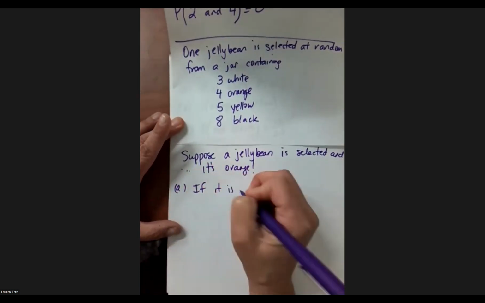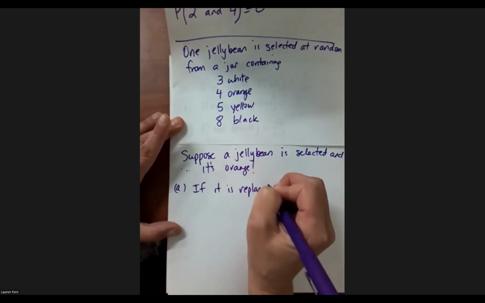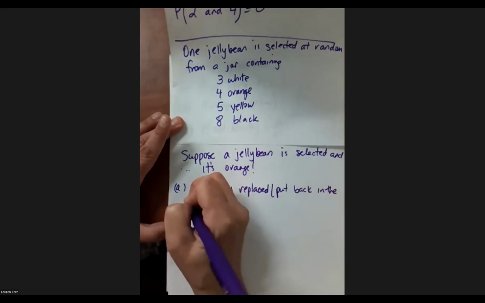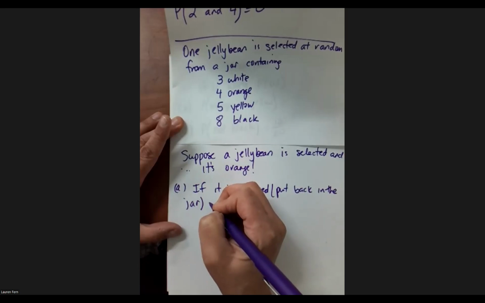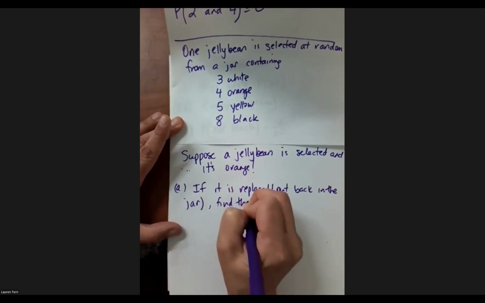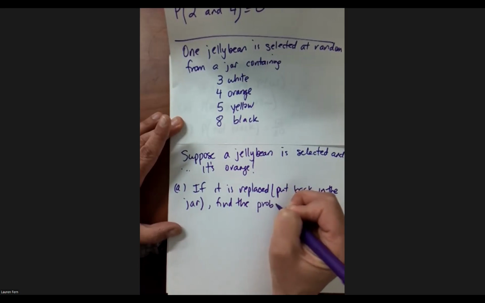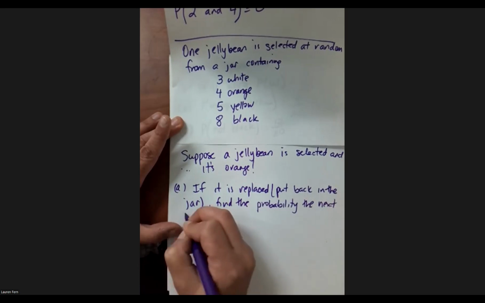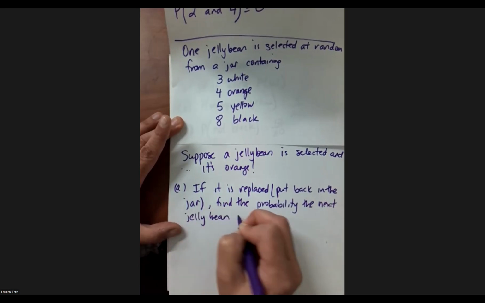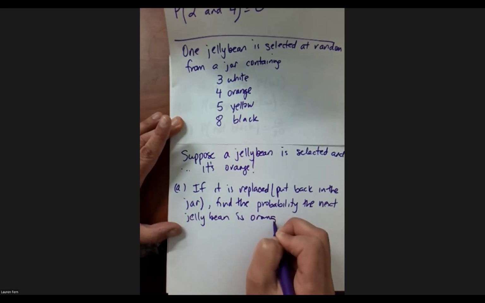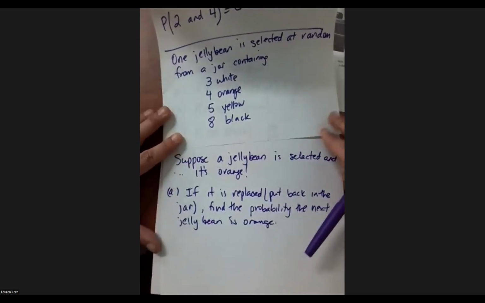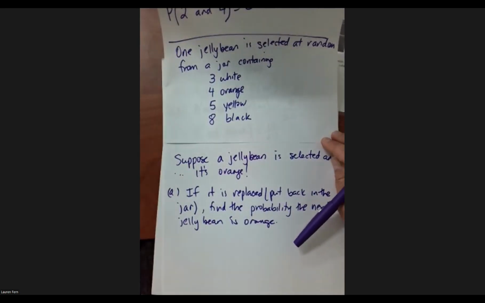If it is replaced, in other words, put back in the jar, find the probability the next jelly bean is orange. Now, if this seems like a stupid question for me to ask, maybe when we do the other part, it'll seem a little clearer. Okay, so what happened?